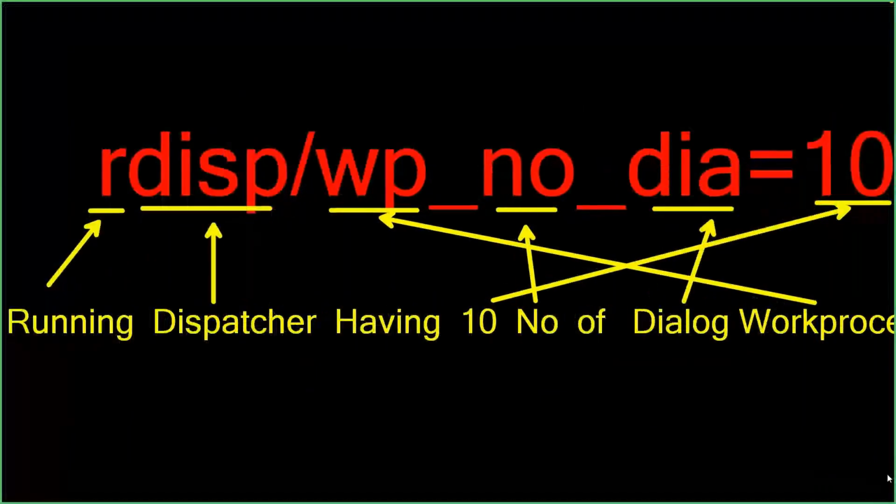See here, R disp. R means running. Disp means dispatcher. So it says there are 10 work processes in the running dispatcher. So rdisp/wp_no_dia = 10. Here R stands for running, disp stands for dispatcher. Running dispatcher having 10 number of DIA, dialog work processes. That is the meaning of this parameter.